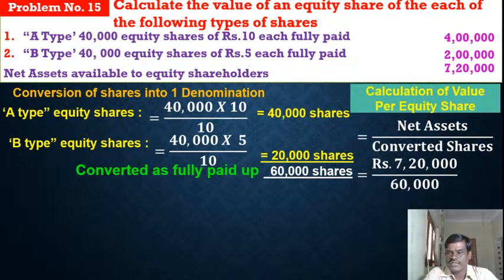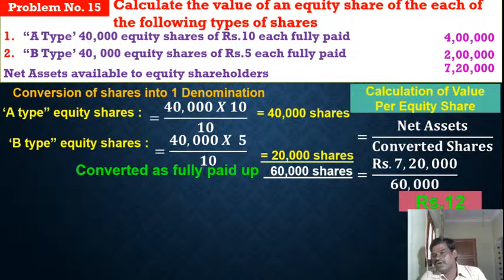7,20,000 is given in the problem. Net assets divided by converted shares of 60,000 shares. 7,20,000 is the net assets divided by 60,000 converted shares. What is the value per equity share? Rupees 12. This rupees 12 is for A type of share. This is the value per A type of equity share. Please keep in your mind. Rupees 12 is for A type of share.